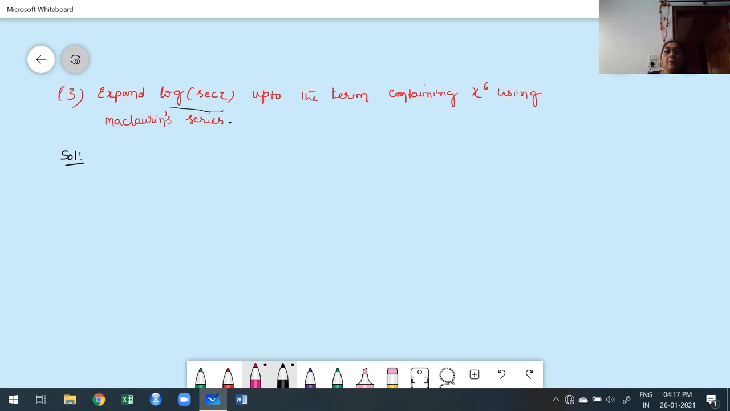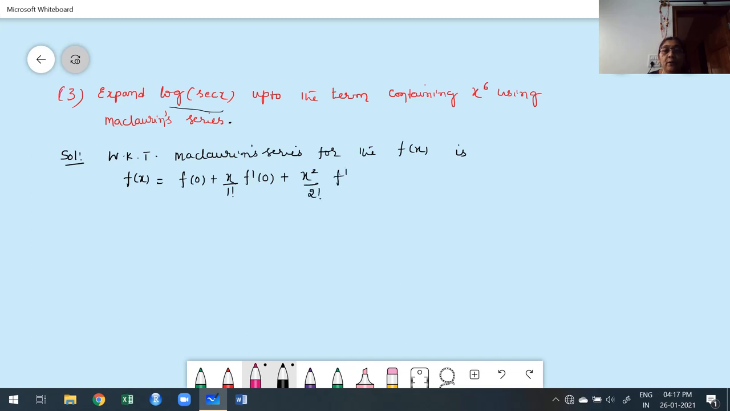Observe carefully. First, as usual, we have to write down the Maclaurin series for the function f of x. Maclaurin's series for the function f of x is f of x equals f of 0 plus x by 1 factorial into f dash of 0 plus x square by 2 factorial into f double dash of 0 plus x cube by 3 factorial into f triple dash of 0, etc.